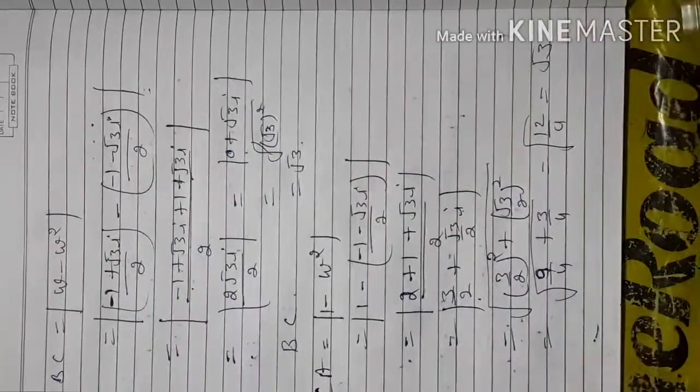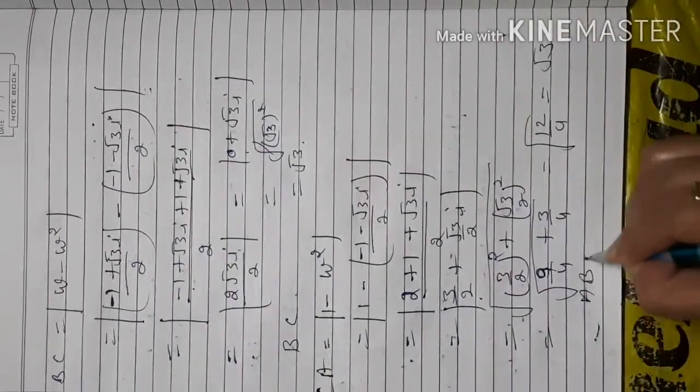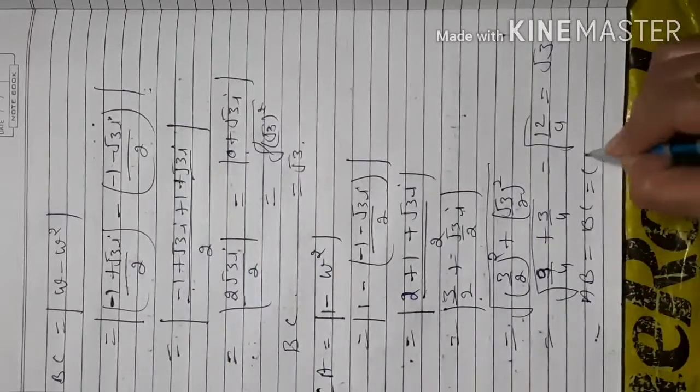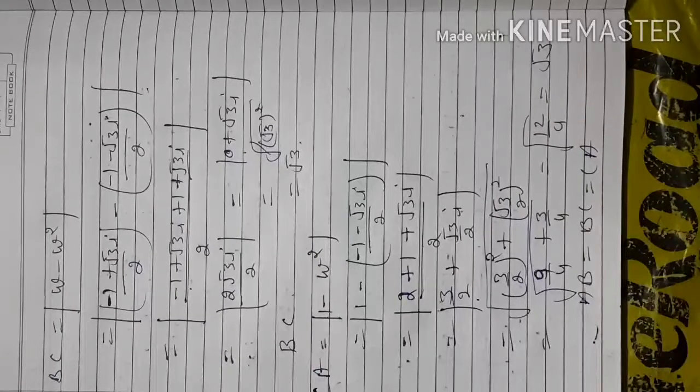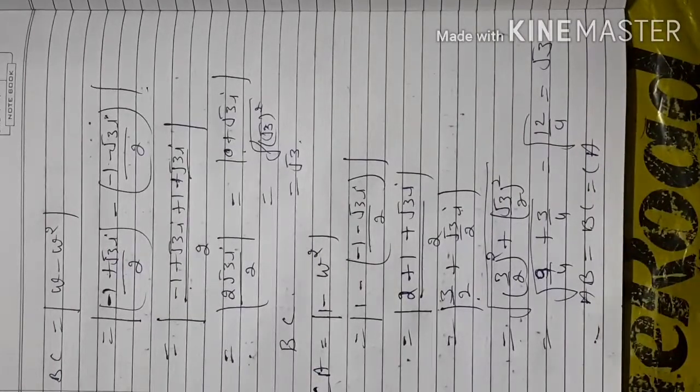So that means all the distances are the same: AB is equal to BC is equal to CA. We can say that these three cube roots of unity in the complex plane represent an equilateral triangle.